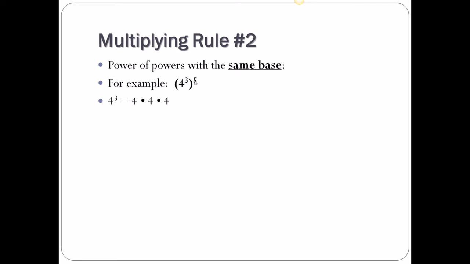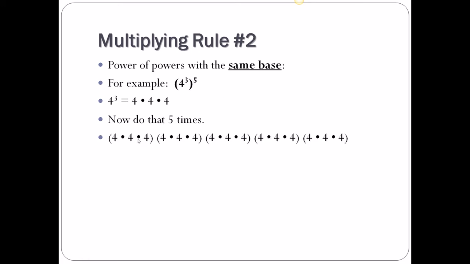Correct? Do you agree? 4 to the 3rd means that. And I'm doing it how many times? Yeah, 5 times. So I have 3 4s, and then 3 4s, and then 3 more 4s, and then 3 more 4s, and 3 more 4s. How many 4s do I have altogether? You may want to pause and count it up. I have 15 of them.